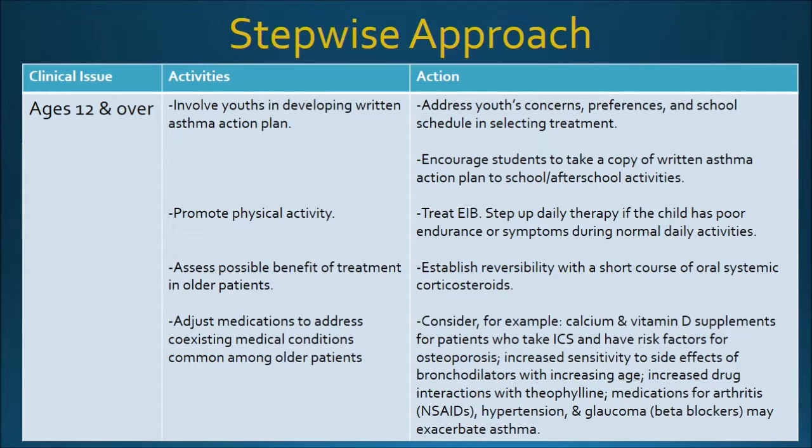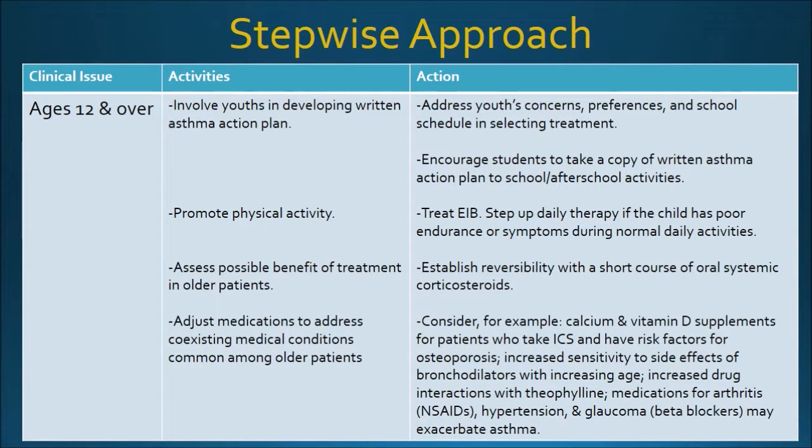We'll assess possible benefits of treatment in the older patients. We'll establish reversibility with a shortened course of oral systemic corticosteroids. We'll adjust medications to address coexisting medical conditions common among older patients. So, for example, we'll consider calcium and vitamin D supplements for patients who take inhaled corticosteroids and have high risk factors for osteoporosis.